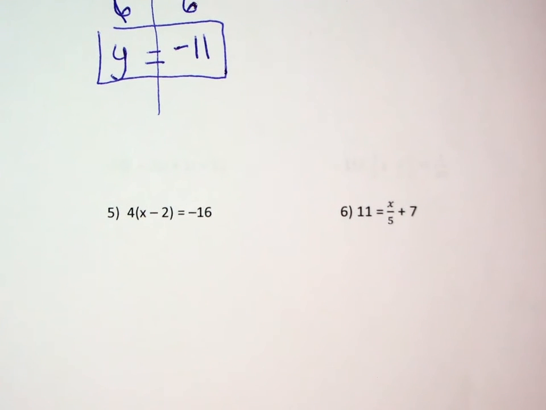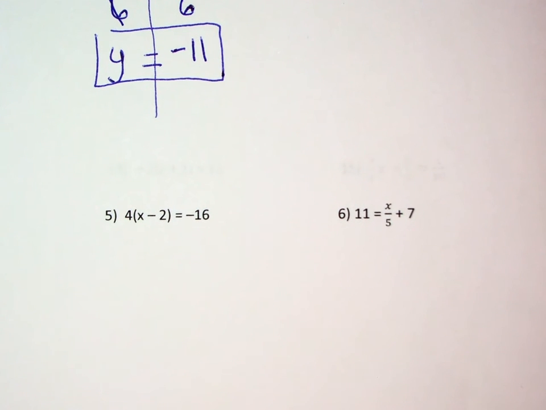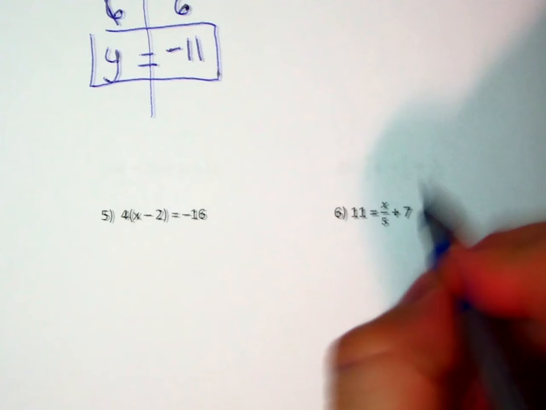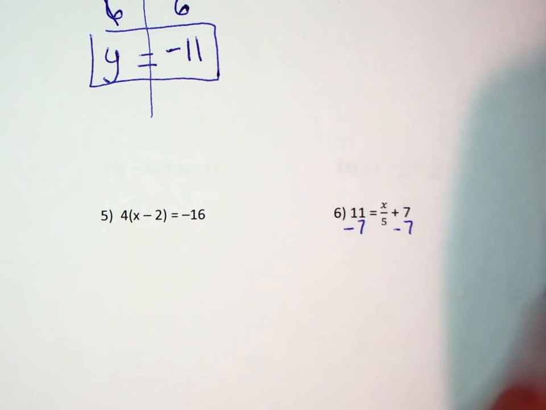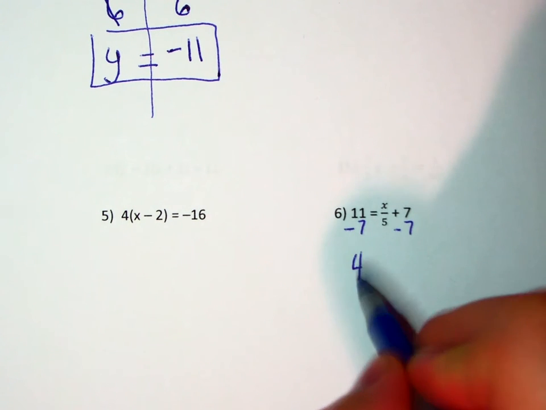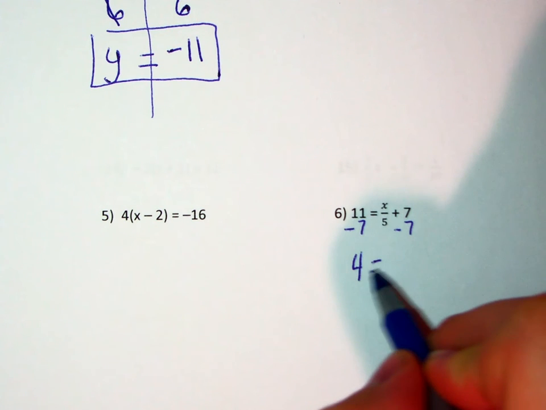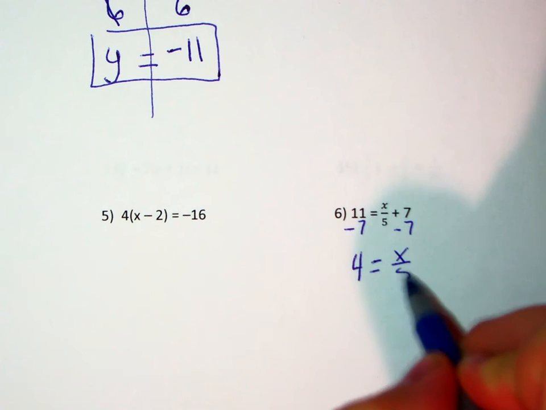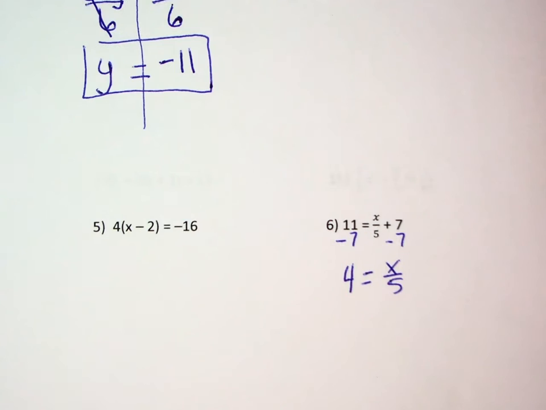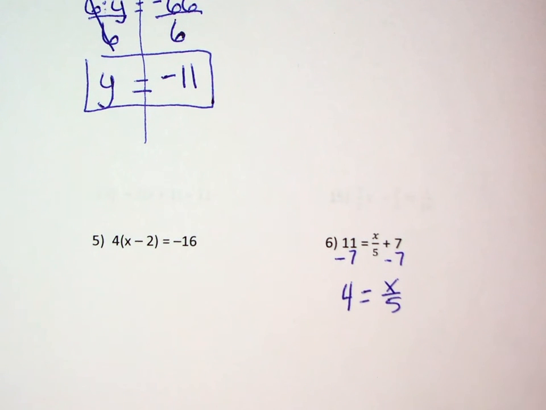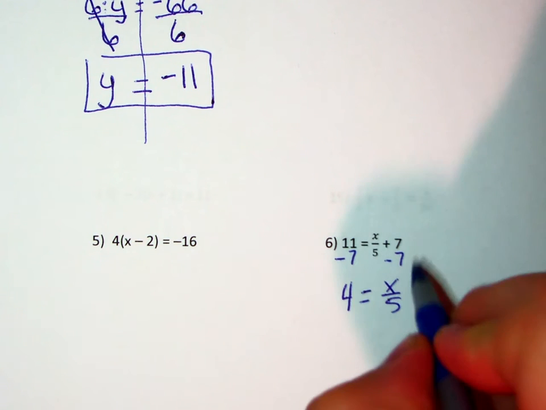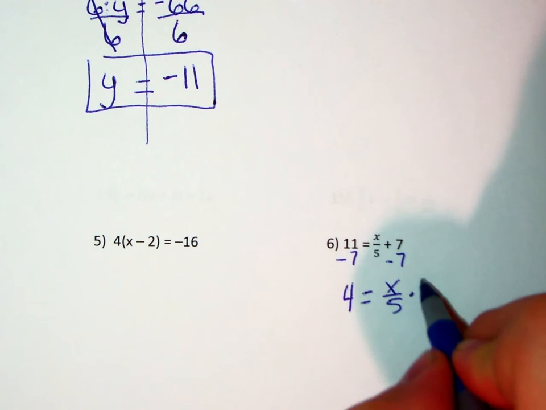Number 6 is a perfect example of a fraction problem, and most of you identified pretty quickly that we need to subtract 7 from both sides, and so we would end up with 4 equals x over 5. And here's where we had various options on how to solve it, but the only correct way is to multiply by 5 over 1.